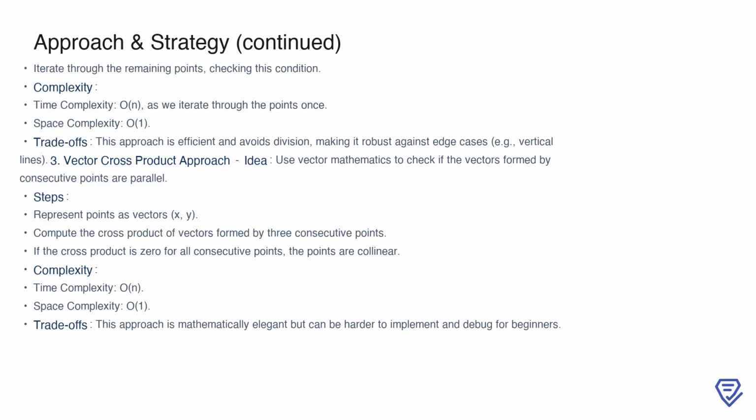lines seamlessly. Another method worth considering is the vector cross-product approach, which involves using vector mathematics to determine if consecutive vectors formed by the points are parallel. This is done by computing the cross-product of vectors generated by 3 consecutive points. If the cross-product is 0 for all consecutive points, the points are collinear.